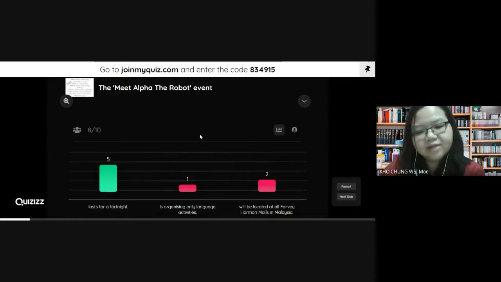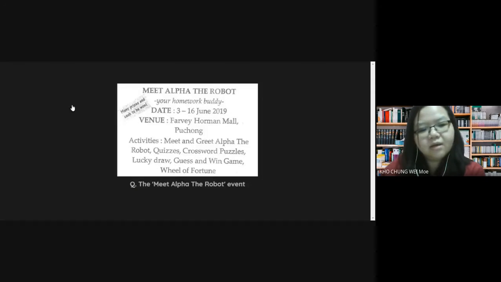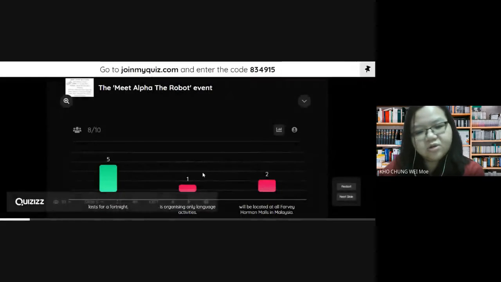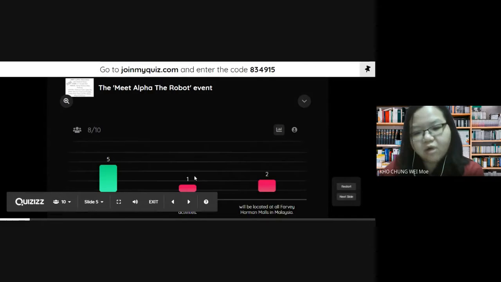Second answer option said it is organizing only language activities. If you notice, the text said, meet and greet Alpha the Robot. This is not a language activity. Quizzes may or may not be an English language activity. Lucky draw is definitely not a language activity. Wheel of Fortune is definitely not a language activity. So therefore, the second option is wrong.